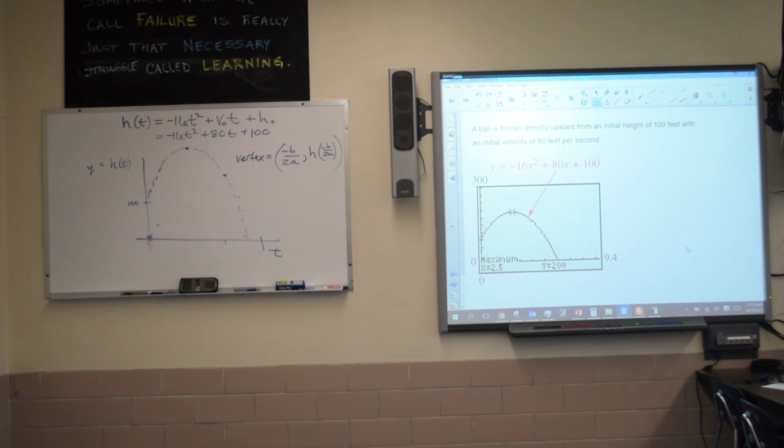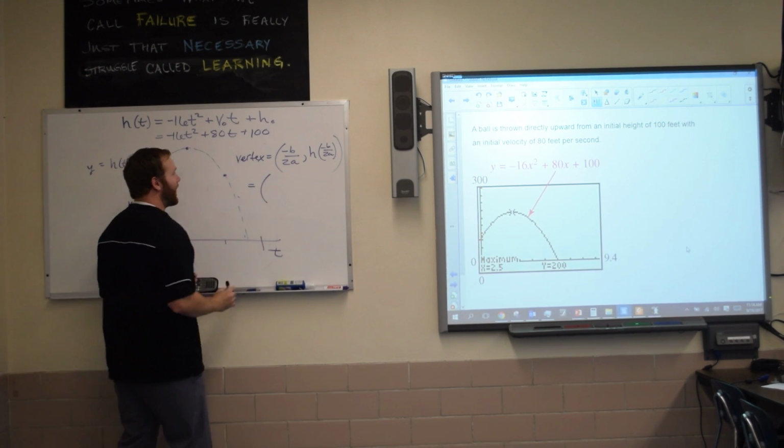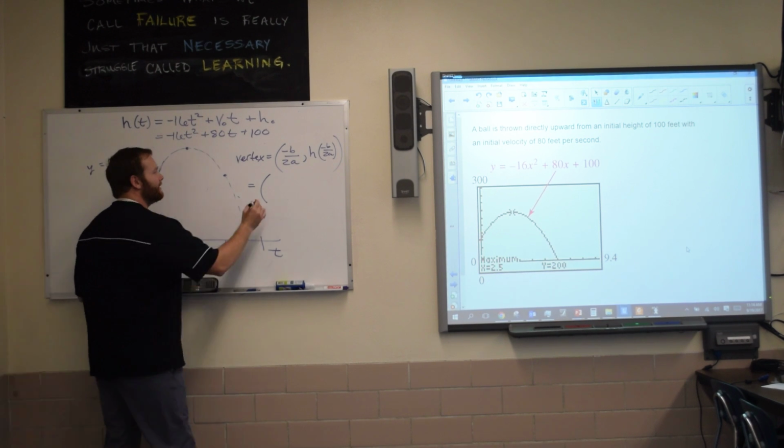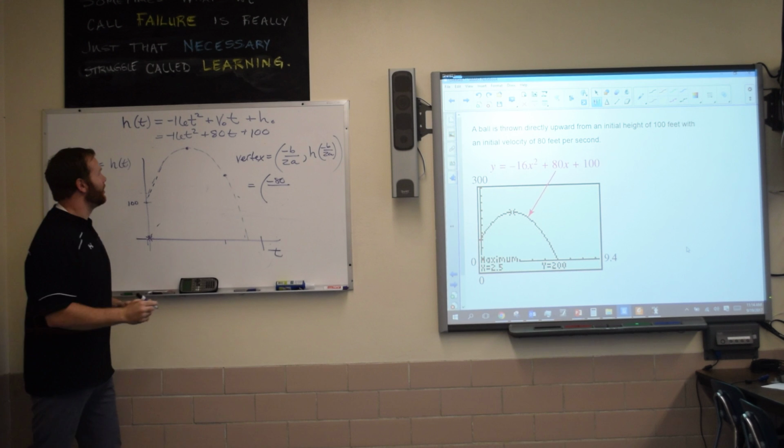It doesn't necessarily have to be this modeling situation. Any parabola that we ever want to deal with, take opposite of b over 2a, and that becomes your x coordinate, or in this case our t coordinate, and then you plug that back into your function, and that gives you your y coordinate, or in this case your h of t coordinate. So now, doing that for this problem, the opposite of b, so negative 80 over 2a, so negative 32.